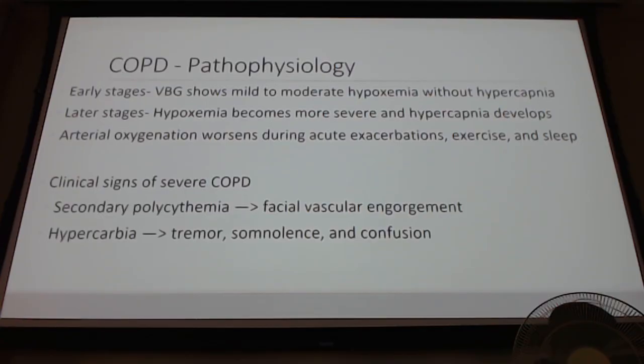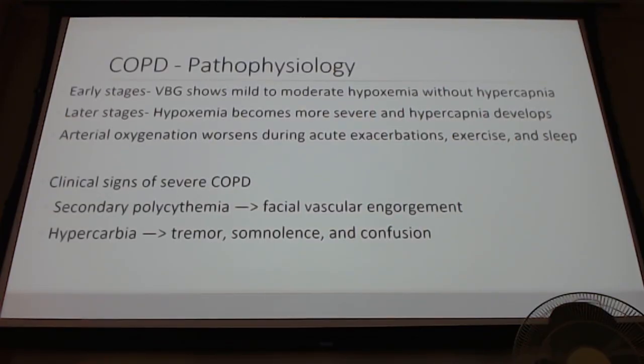Early stages of COPD, our VBG may have a mild to moderate hypoxemia, no hypercapnia. Then in later stages, you get more severe hypoxemia. They start to get that elevated CO2 in there. And then they get worsening oxygenation during their acute exacerbations, or if they're climbing stairs or when they're sleeping.